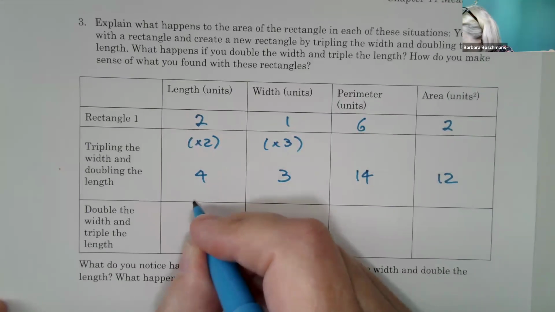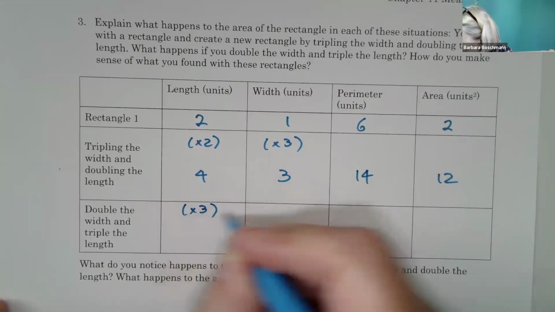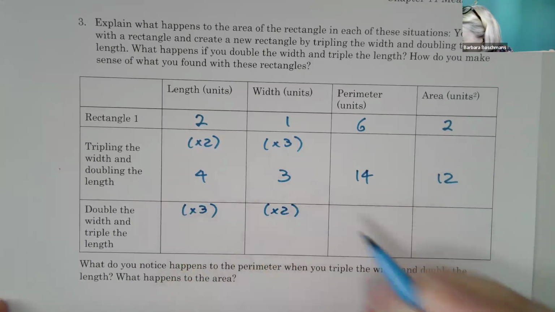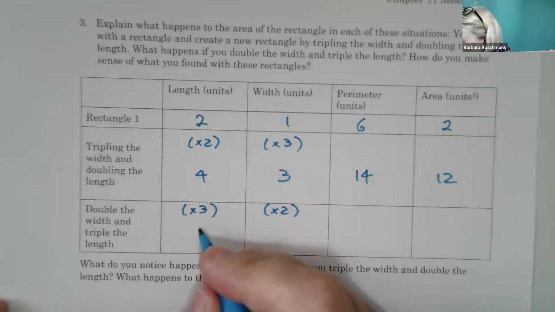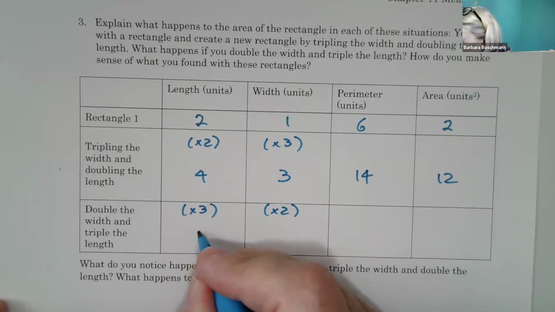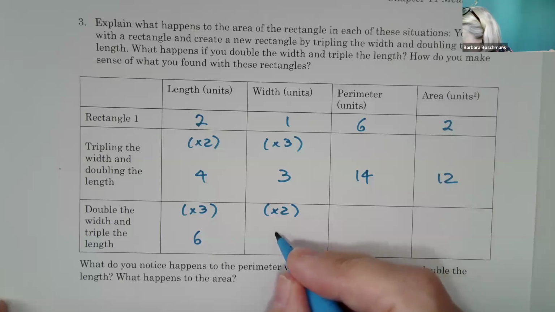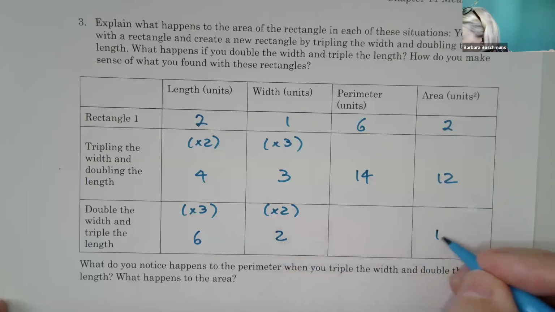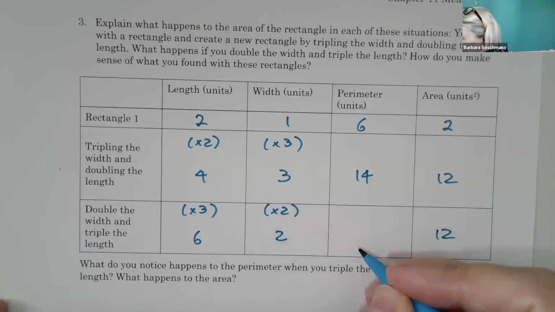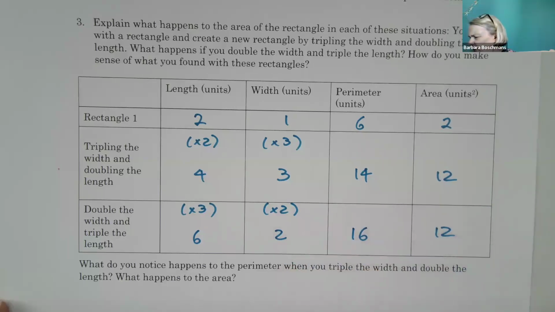If I double the width and triple the length, so now this is times 3 and this is times 2. So 2 times 3 is 6, and 1 times 2 is 3. Number 12 for the area, and then 12, see, for the perimeter.